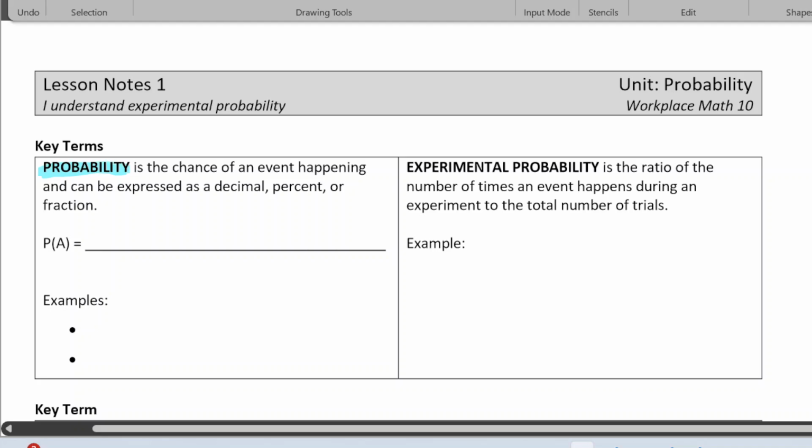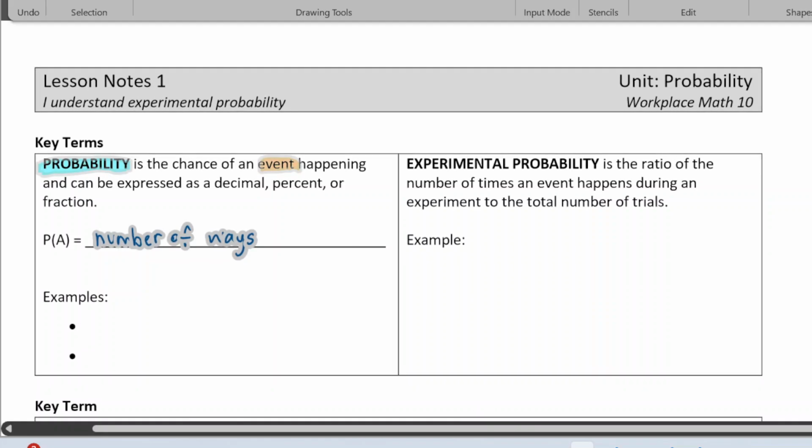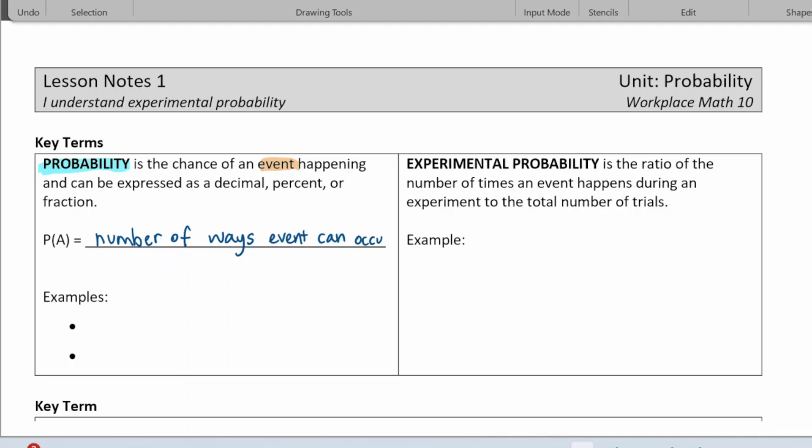When we say probability, it's the chance of something happening. We'll call the something an event. It's the chance that something happens, and we write it as a decimal, a percentage, or a fraction. The way that we calculate the chance is we look at the number of ways that it can happen divided by the total possible outcomes. And we're going to do some examples of that.